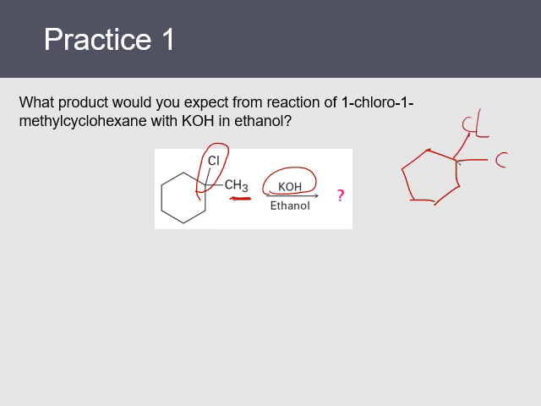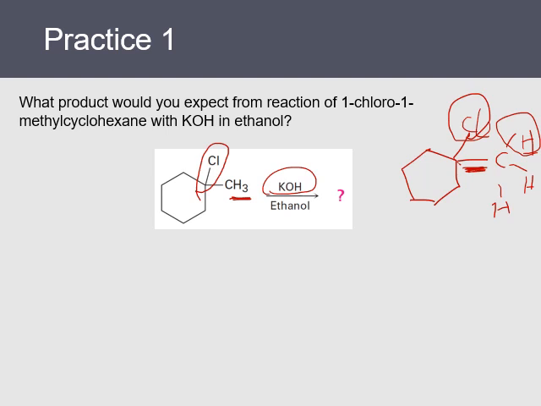So this is carbon. All right. So if you remove this hydrogen and the leaving group leaves, then a double bond will form here. Okay, so that's one possibility. All right. Now what else?